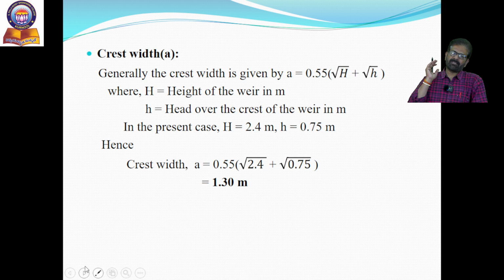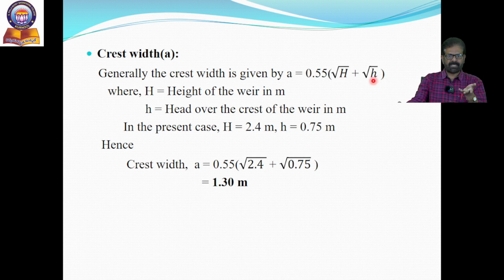So after calculating the total length and height of the wall, the top width and bottom width are to be calculated. So let us consider this crest width. Let crest width be small a. Generally the crest width is given by a formula. There is an empirical formula, one of the commonly adopted formulas, that is a equals 0.55 root h plus root of capital H minus root of small h.